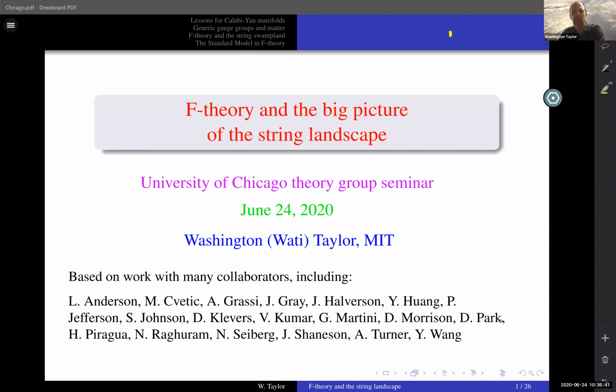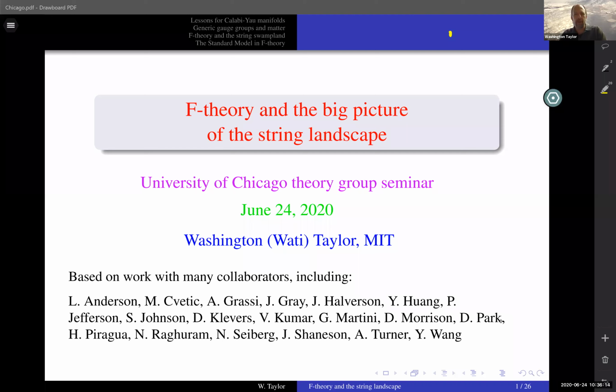Several changes in timing, but thanks very much to the people who have managed to show up and have figured out when this is happening. So today, as Sav said, he requested that I give a big picture of what we know about the string landscape from F-theory. This is a thread that I and various collaborators and lots of other people have been working on for the last 10 years. So what I'm going to talk about today is a summary of some of what I think are the more interesting things that have come out of this effort.